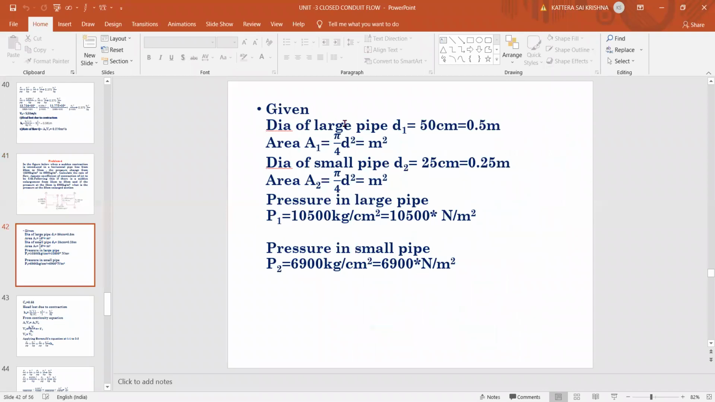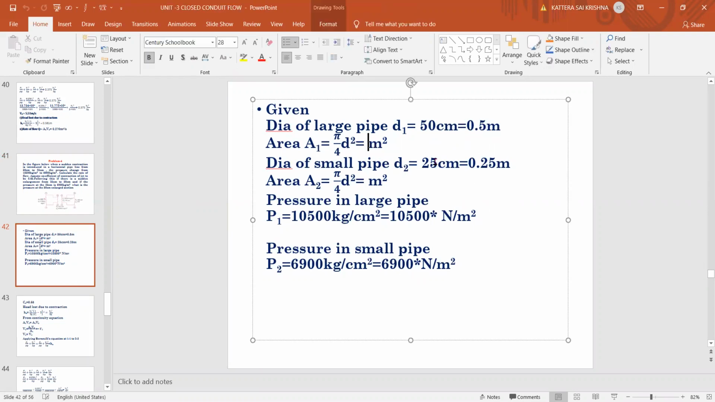So first write the given data. The diameter of the larger pipe at section 1, D1, is given as 50 centimeter. So 50 centimeter is taken as 50 by 100 meter, that is 0.5 meter. So you can find the area. A1 equal to pi by 4 into 0.5 square.